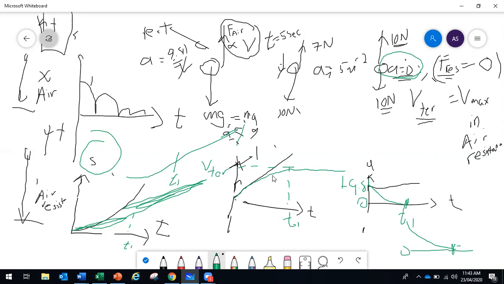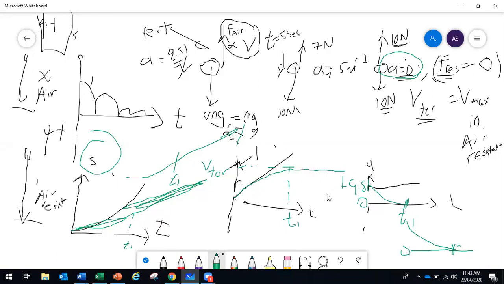Any questions so far? Okay, so kind of messy. You have two sets of graphs: one with air resistance, one without air resistance. Read the question carefully. Don't just assume no air resistance. Check the question first. If there is air resistance, you must use the second version. If no air resistance, use the first version.